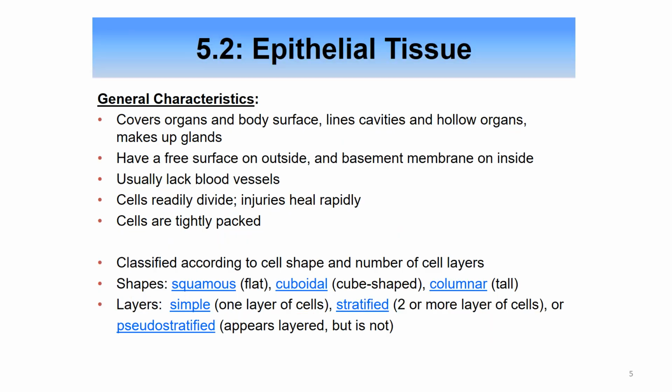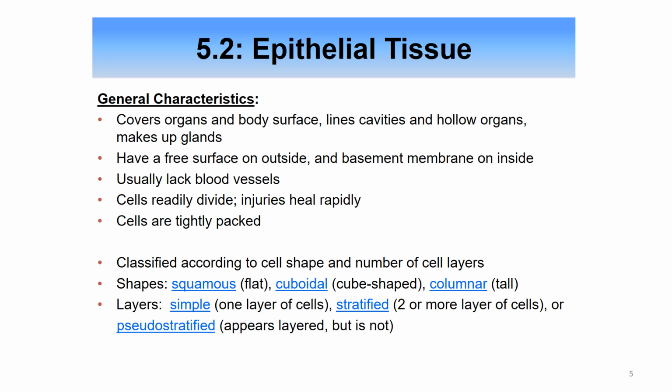So next, we'll go through the epithelial tissues. So these tissues cover our organs, our body surface, for example, our skin, lines, cavities, hollow organs, and they make up our glands. They have a free surface on the outside and the basement membrane on the inside, meaning the basement membrane is on the deeper part. It attaches the tissue to the deeper tissues. Epithelial tissues usually lack blood vessels, but in epithelial tissues, the cells divide quite rapidly, and so injuries do heal very easily, and the cells are tightly packed in epithelial tissues.